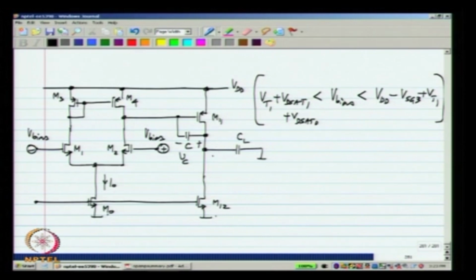And what is the limit on the output? As V0 increases, there comes a point where the voltage across M11 is too small for it to remain in saturation region. So, V0 has to be less than VDD minus VD sat 11. Similarly, as V0 decreases, the voltage across M12 becomes smaller and smaller, and at some point it will go into triode region, and that will be VD sat 12.